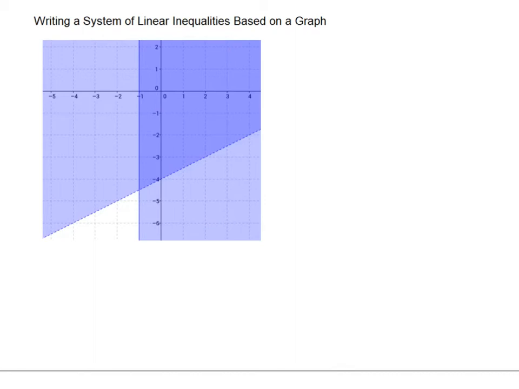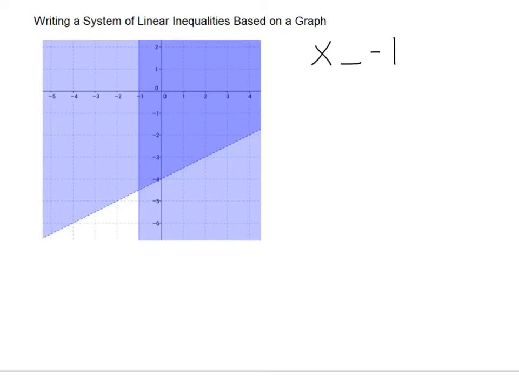I'll start off with the easy one here, which is this vertical solid line. Because it's a vertical line, I know that I'm dealing with x being compared to a number. In this case, the number being -1. I'm going to leave the inequality out of it right now. I don't know which one I'm going to use yet, although I do know that it's going to be an or equal to because the line is solid.